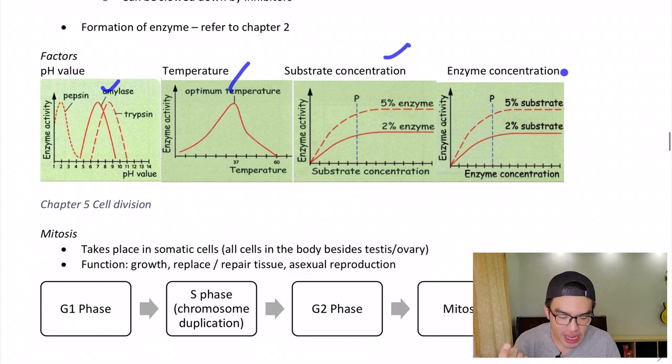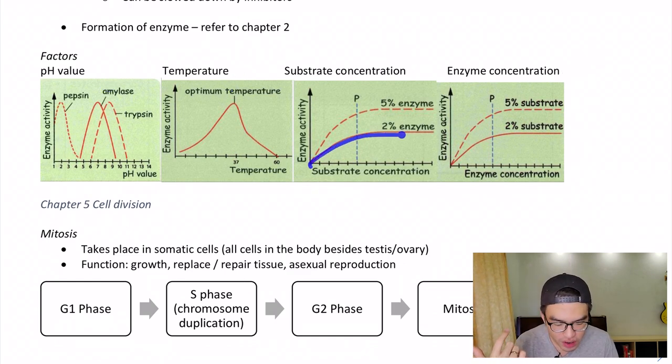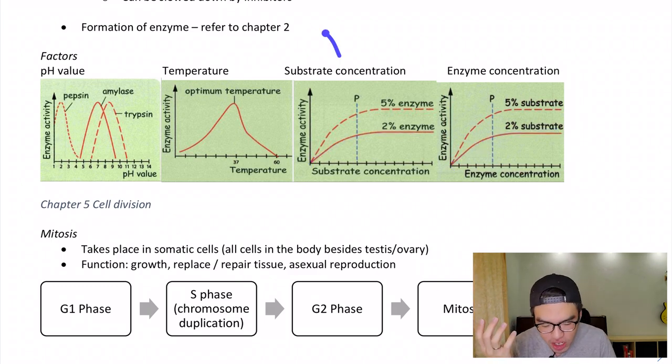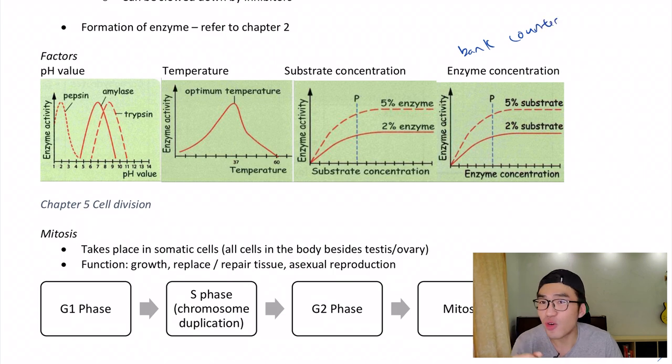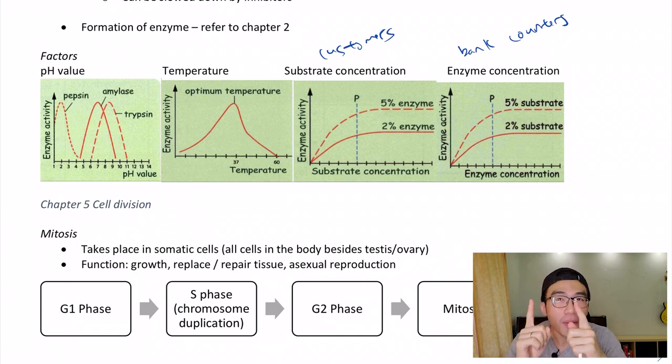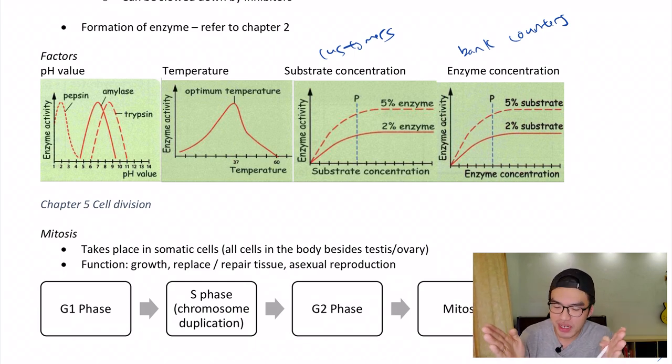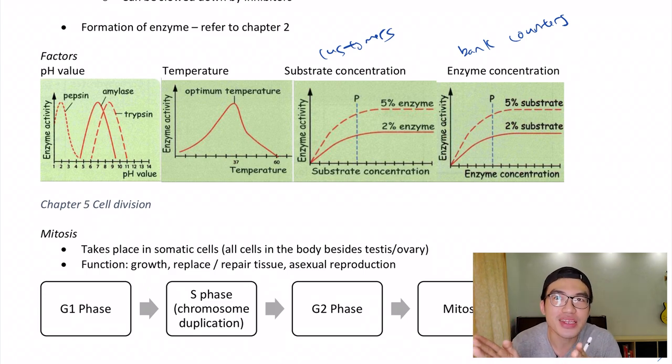As for substrate and enzyme concentration, you can see them going up and then they will level off. Why? Because each of them, they are limiting each other. Think of it very straightforward. Enzyme is like the bank counters. What do I mean? If you go to a bank, you can see many bank counters, isn't it? Substrate is like the customers. If you increase the number of counters in a bank, of course you're going to make the process faster. But if there's only 10 customers but you have 20 counters, it's not going to make the process much faster, because the customer, which is the substrate concentration, is the limiting factor.